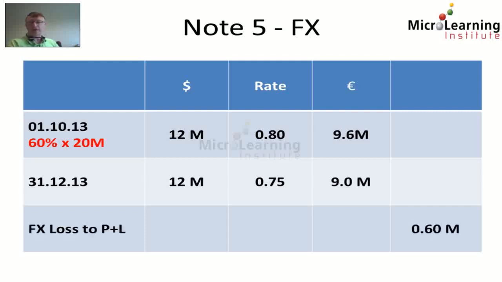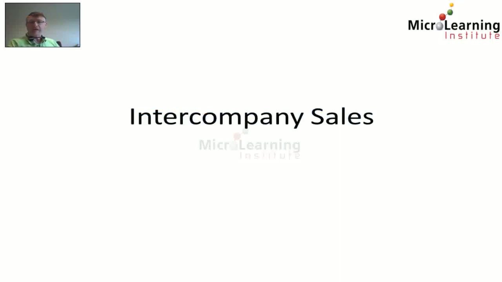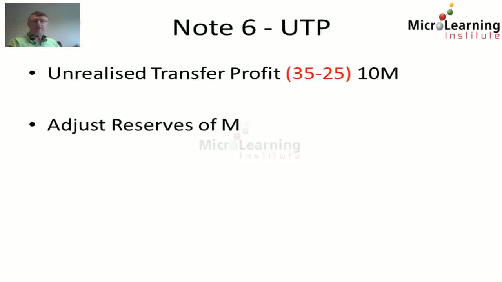So consequently, we have a foreign exchange loss which must be charged to P&L of the difference between 9.6 million and 9 million, which is 0.6 million. Sorry, 0.6 million euros. Next up, we have the intercompany sales with Note 6, and again, this is the unrealized transfer profit with the associate that we spoke about earlier, and again, the treatment here is that we need to adjust the reserves of M.